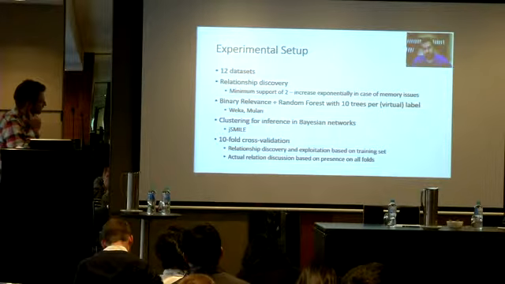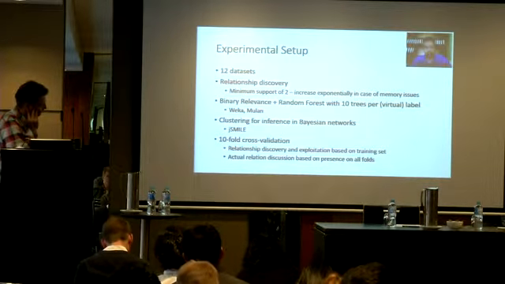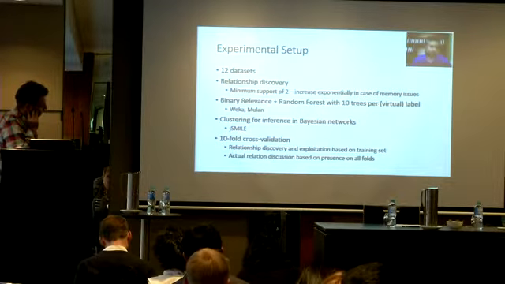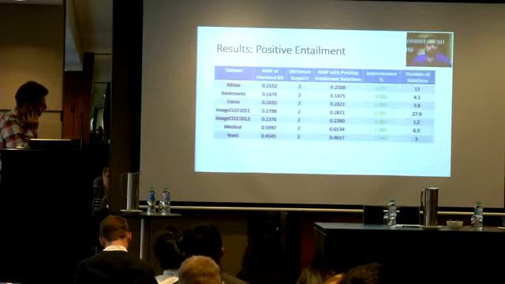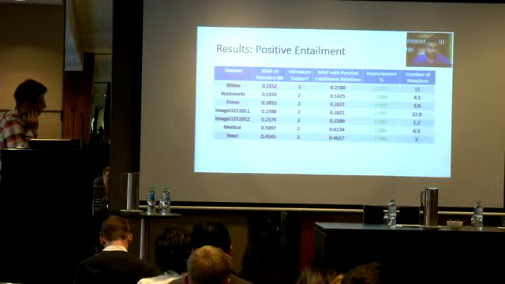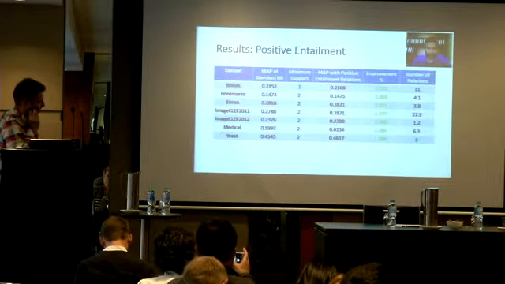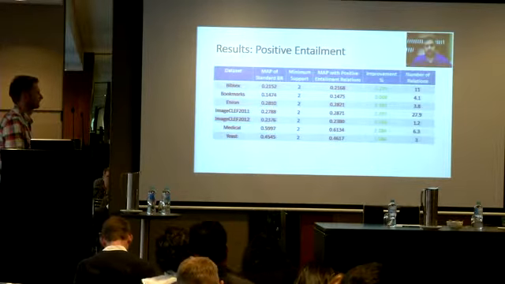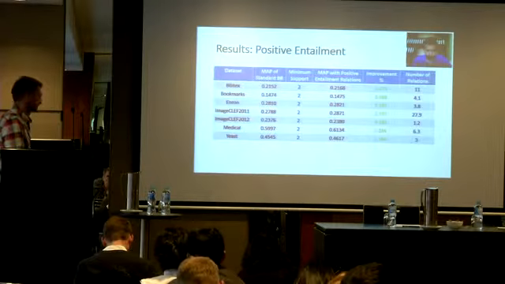Relationship discovery and exploitation was based only on the training set, but we also discussed some actual relationships that were discovered based on their presence on all folds. Positive entailment relationships were extracted in 7 out of the 12 datasets we considered, and we see these datasets in the first column of this table, and the average number of relations extracted in the last column.